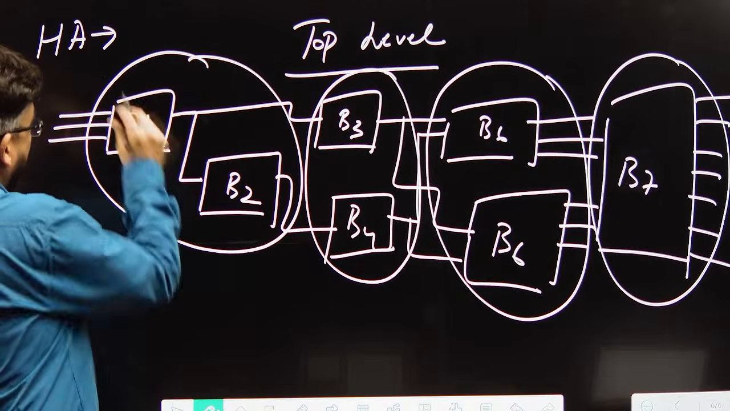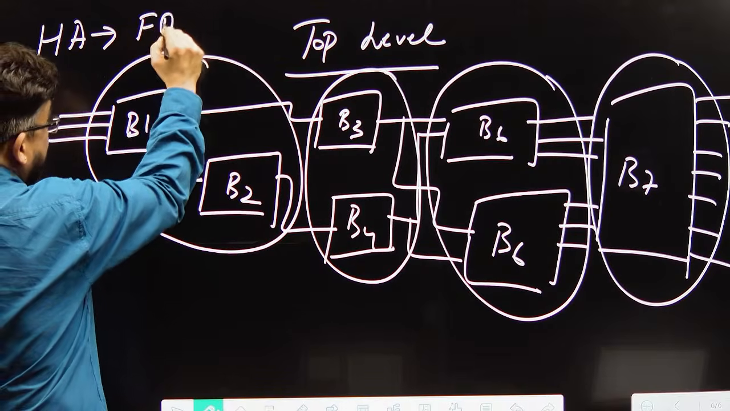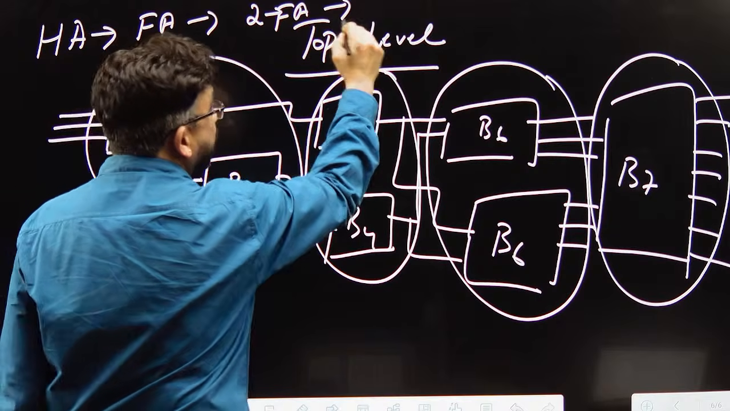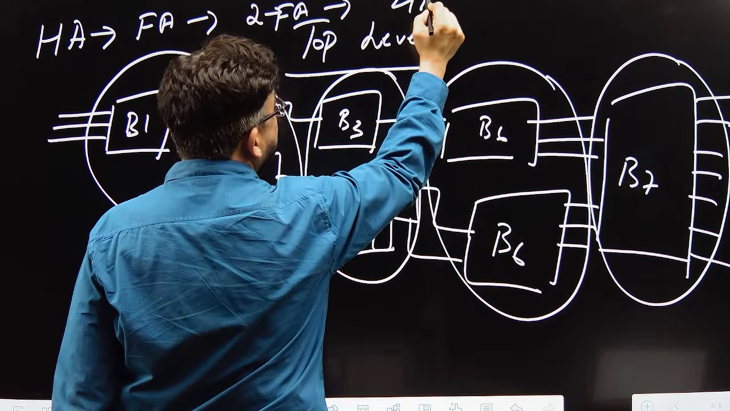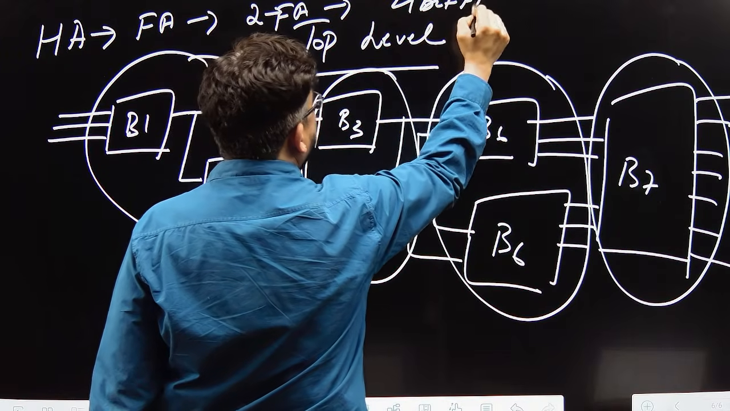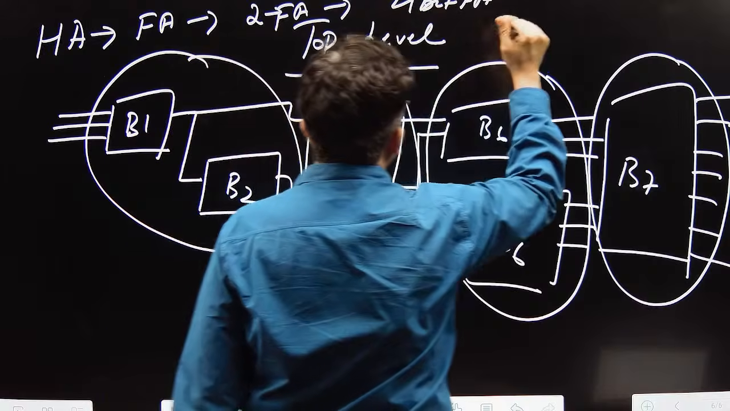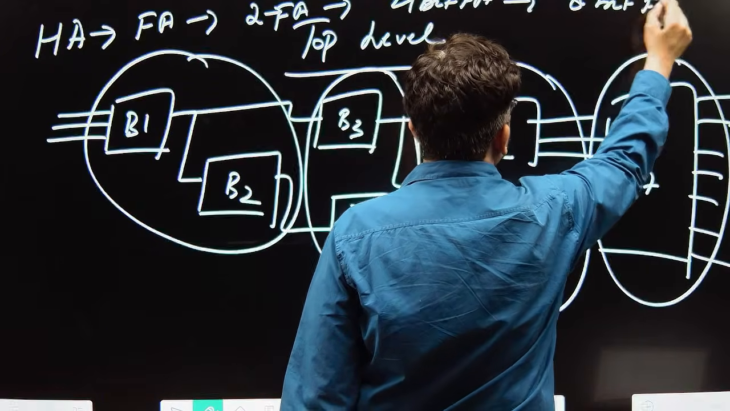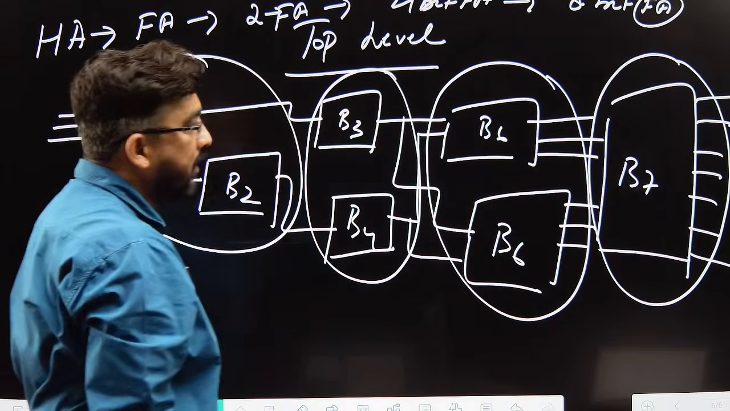So half adder, full adder, 2-bit full adder. Using the 2-bit full adder, you make a 4-bit full adder, and using this 4-bit full adder, you make an 8-bit adder, and so on. Like this. I'll take one more example of sequential.